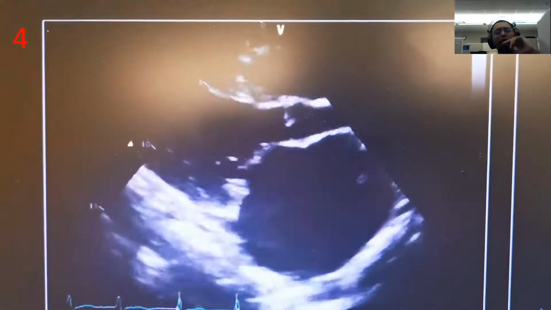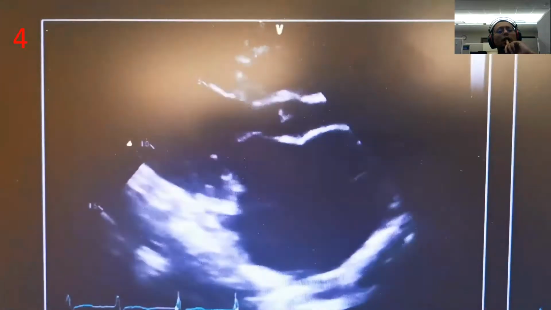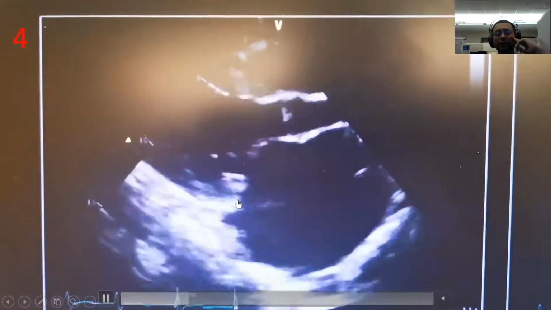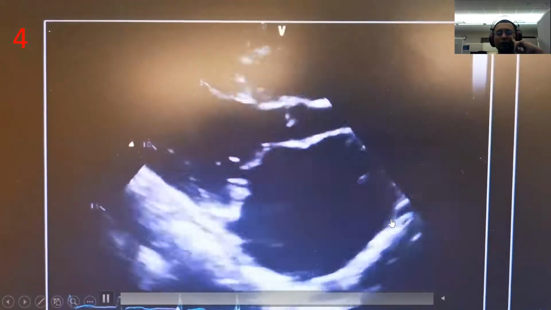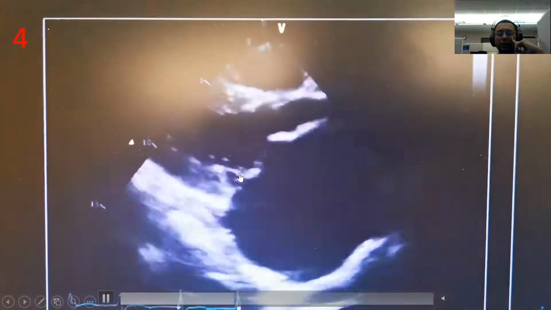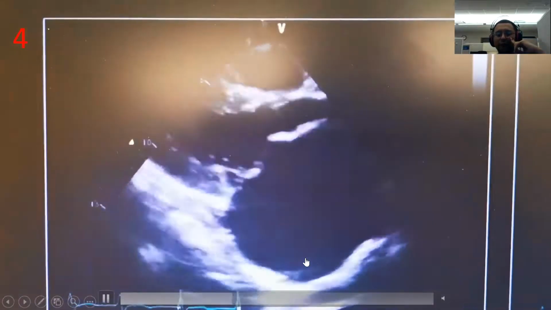Is Sarah back? Sarah? LA dilatation. Yes. Correct. Another reason is a patient with LA dilatation. So what kind of MR do you think is caused by LA dilatation? What can cause LA dilatation?